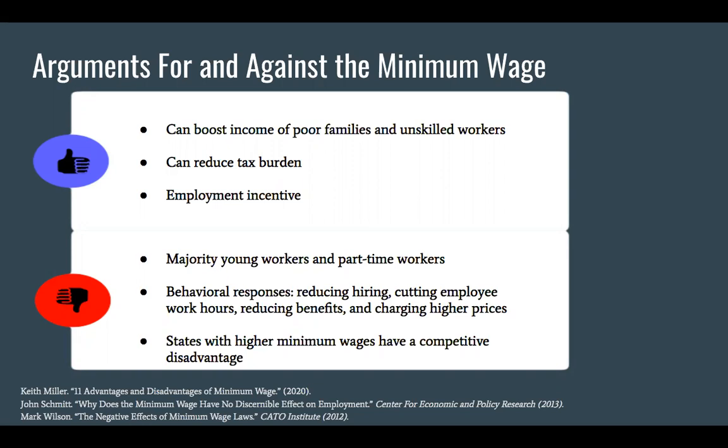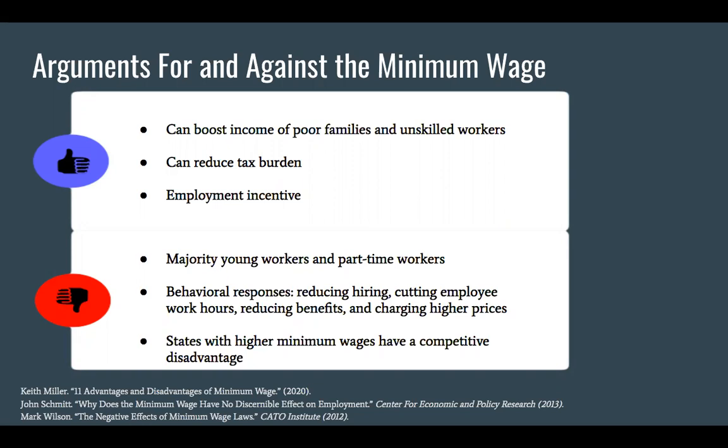The third argument for the minimum wage is that it is actually an employment incentive. So people who are looking for a job would know exactly what their lowest wage is, and that would make it easier to compare a job with the minimum wage to a job without. And it makes it easier to compare the money they would get from the job to the money they would get from public assistance.